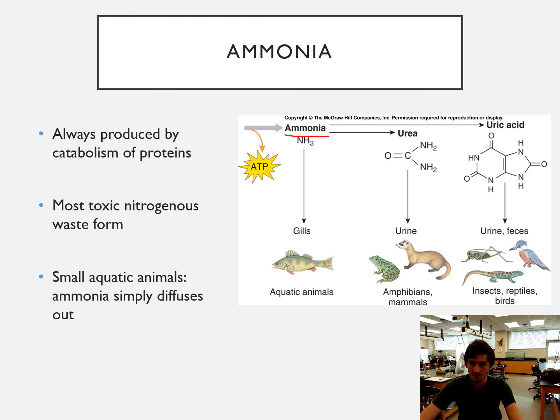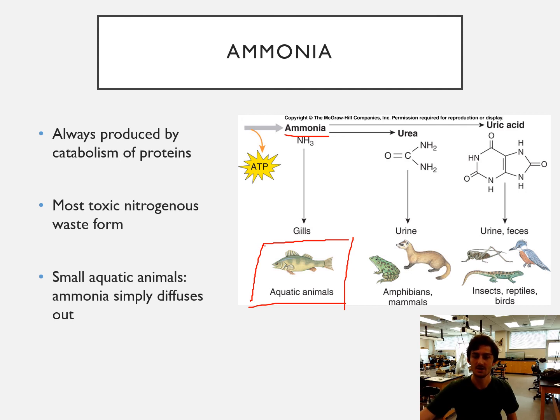When you live in an aquatic environment like a fish, you don't have to worry about storing ammonia. You don't have to worry about converting it to another chemical structure. You can just simply diffuse it out into your environment. So fish will do this through their gills. Other aquatic organisms, such as the Daphnia that we were looking at on Wednesday or Thursday, will just pass ammonia out through their antennal glands.